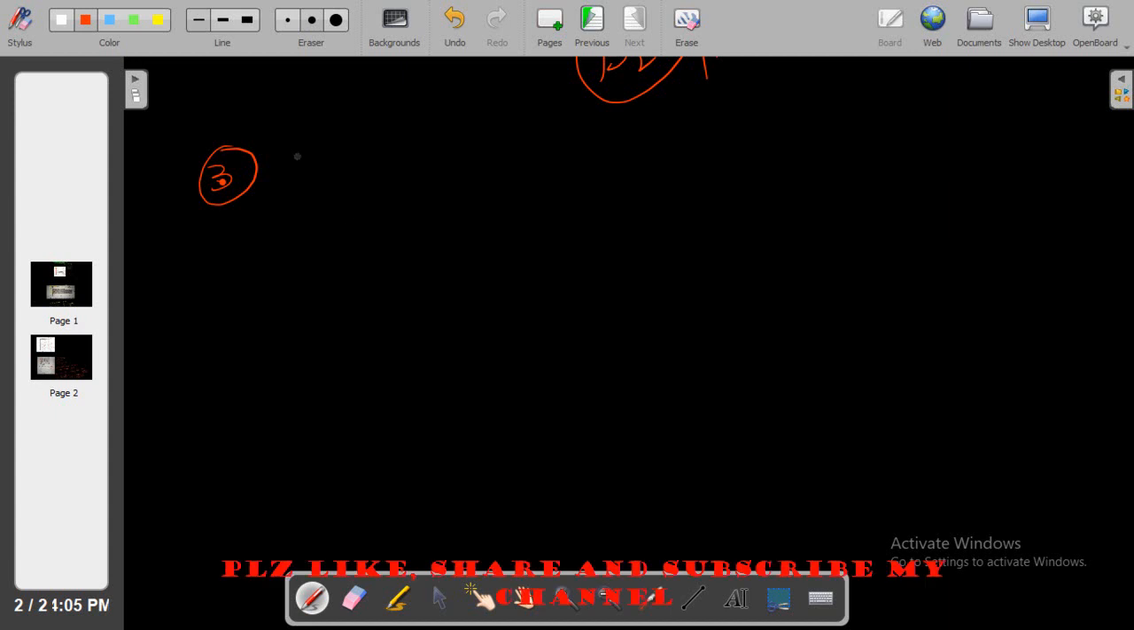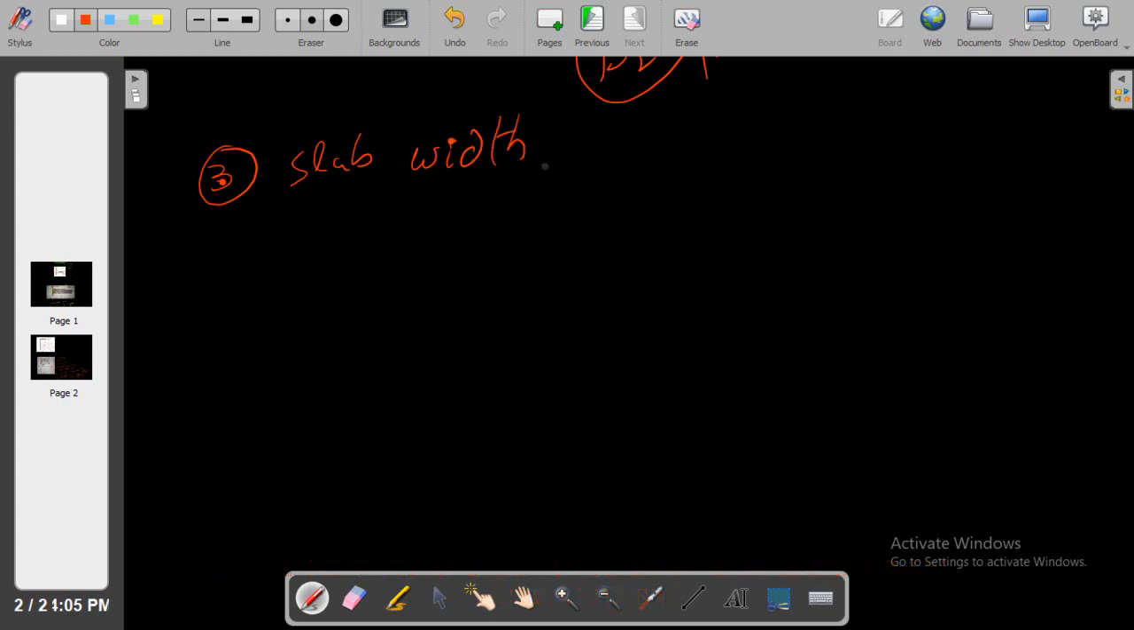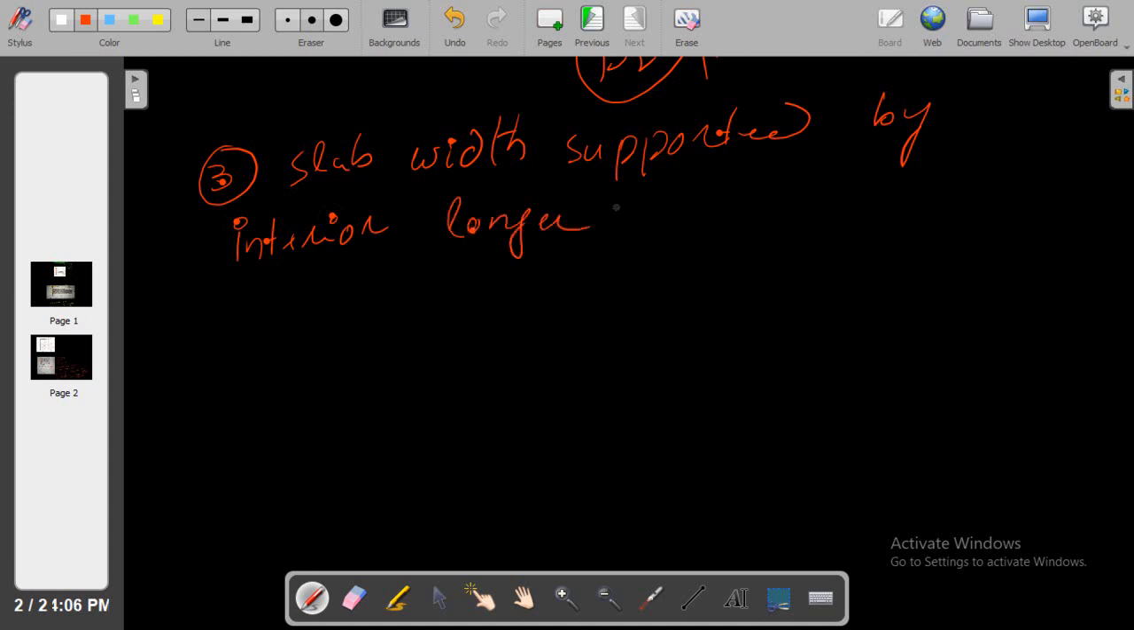Now, slab width supported by interior longer beam, that is B3. This is important.